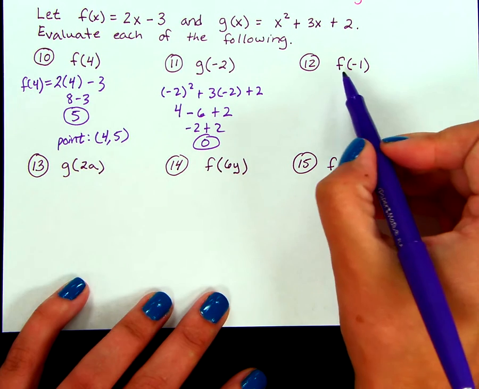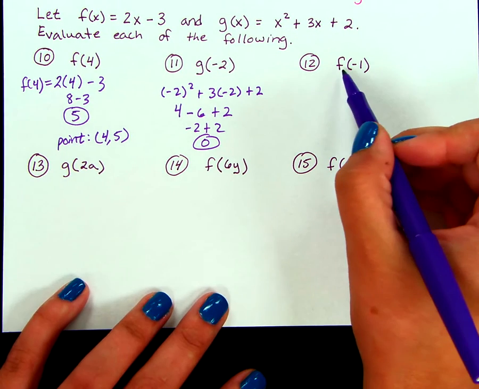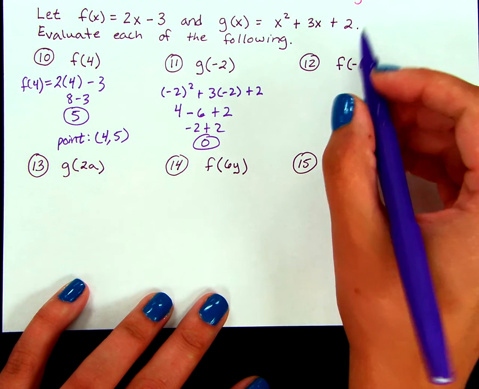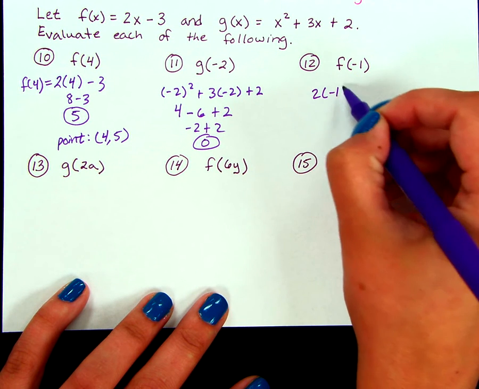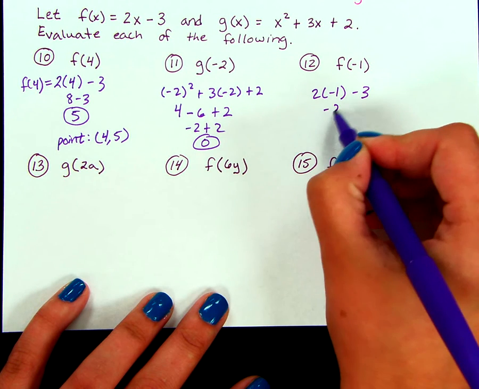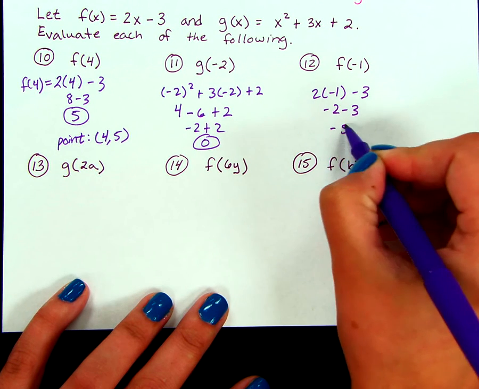All right, here this is telling us to substitute f into f. So we would have 2 times -1 minus 3. So -2 minus 3 is -5.